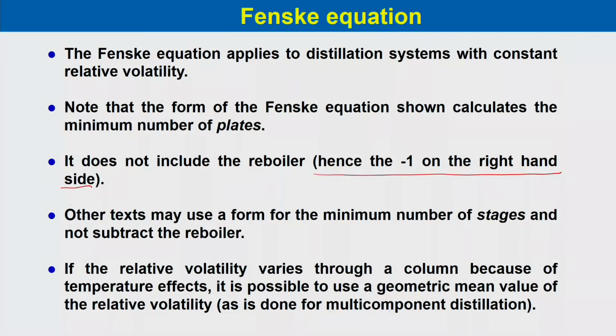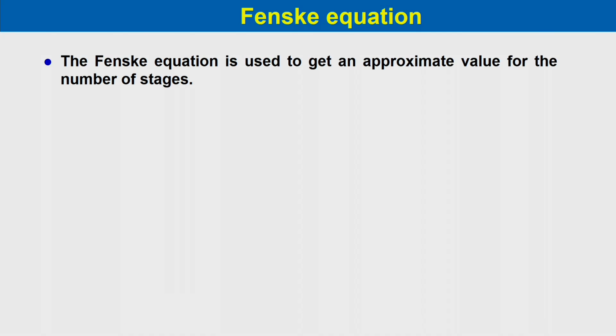If the relative volatility varies through a column because of temperature effects, it is possible to use a geometric mean value of the relative volatility, as is done for multi-component distillation. So, it is possible to use the geometric mean values of the relative volatility. The Fenske equation is used to get an approximate value for the number of ideal stages.